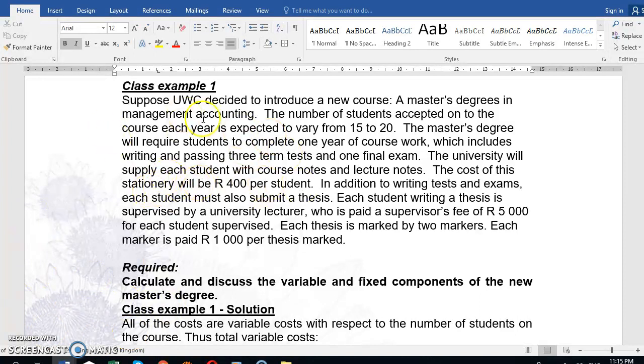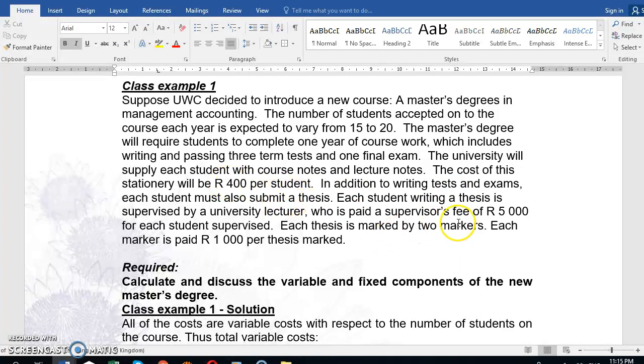Suppose UWC decided to introduce a new course, a master's degree in management accounting. The number of students accepted on the course is expected to vary from 15 to 20. The master's degree will require students to complete 1 year of coursework, which includes writing and passing 3 term tests and 1 final exam. The university will supply each student with course notes and lecture notes. The cost of this will be $400 per student.